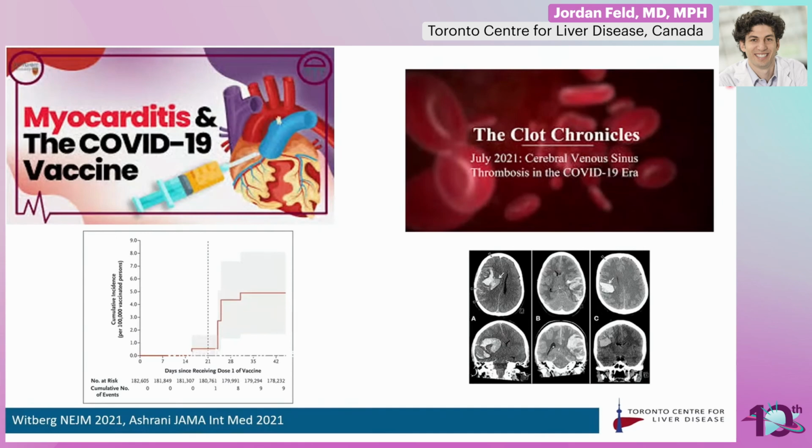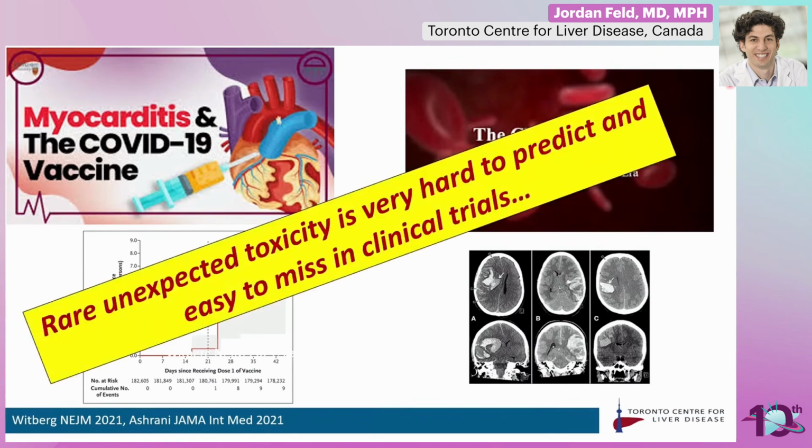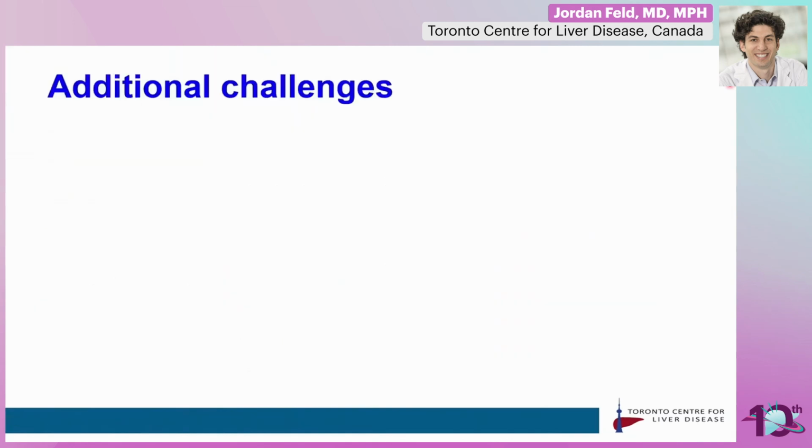So I think the other challenge for us in this whole field is the things that we don't expect. And we learned this from the COVID-19 experience with the vaccines, that rare unexpected toxicity is very hard to predict. It's also very easy to miss in clinical trials. We are not going to have the experience of dosing tens of millions of people like they did with these vaccines to identify these pretty early, and that's always a bit nerve-wracking for us.